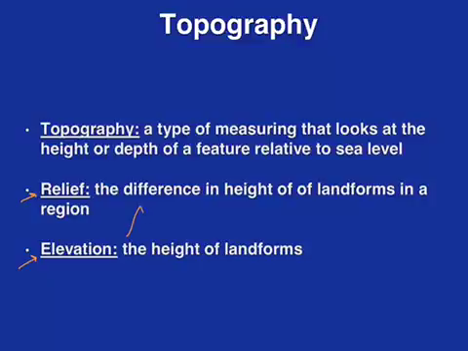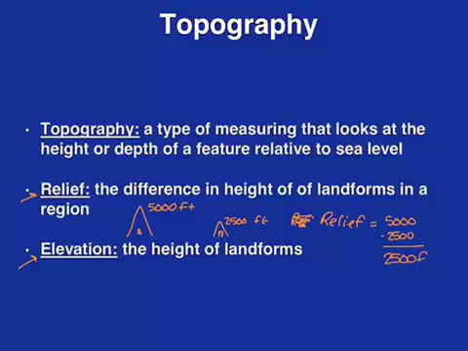Let's say we have mountain A at 5,000 feet, and mountain B is at a height of 2,500 feet. The relief will be the difference in height, so that would be the 5,000 minus the 2,500. So your relief here is 2,500 feet.